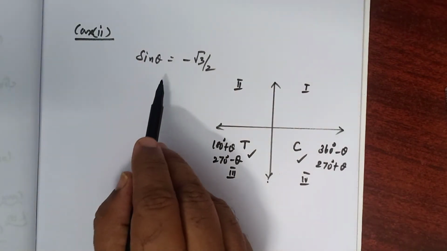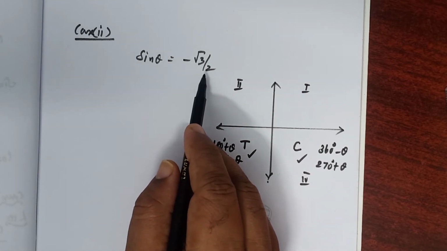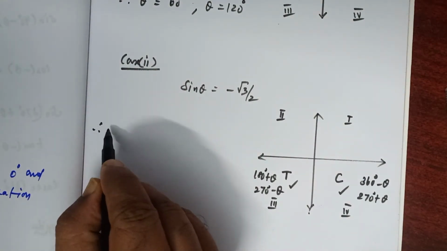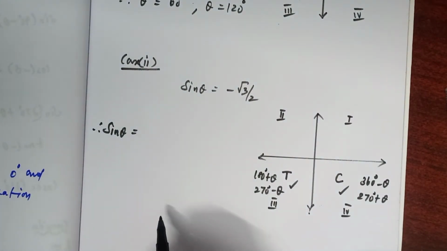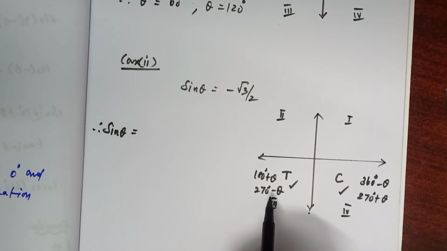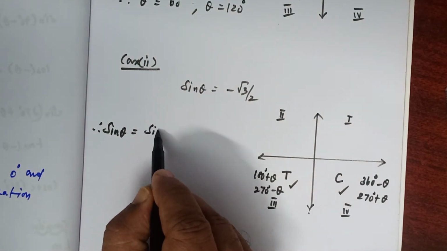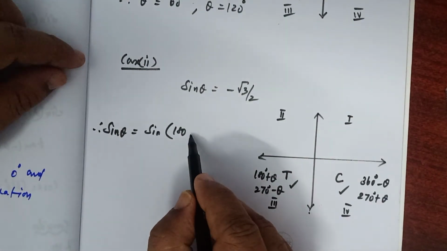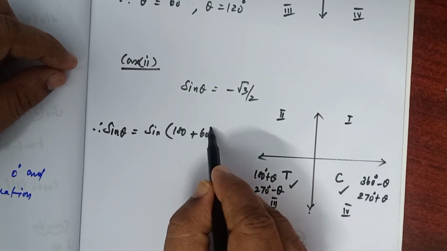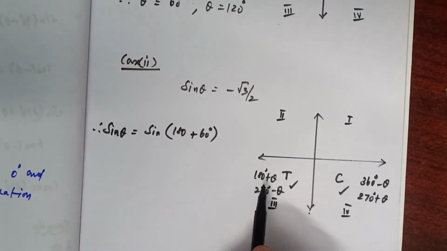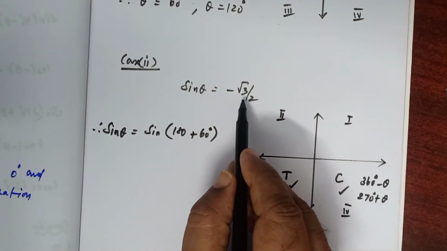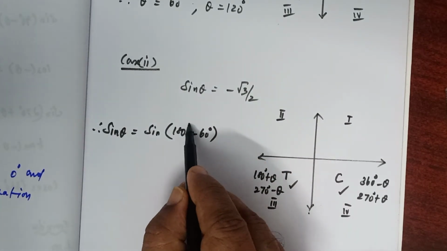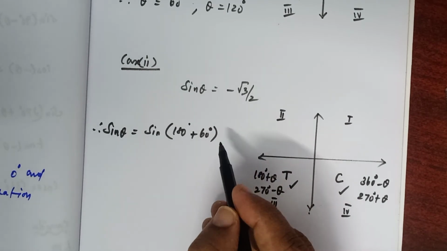Okay. We need a negative value, sin theta equal to minus root 3 by 2. Therefore, sin theta, if you consider the third quadrant, you can write sine of 180 plus 60. Consider this one, 180 plus 60, because you know the value of sine 60 is equal to root 3 by 2. So I have considered here 60. 180 plus 60 is equal to 240.